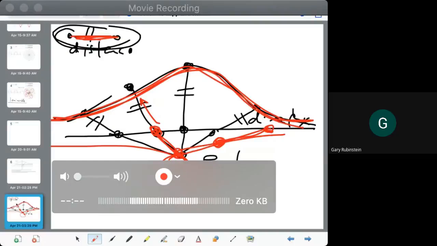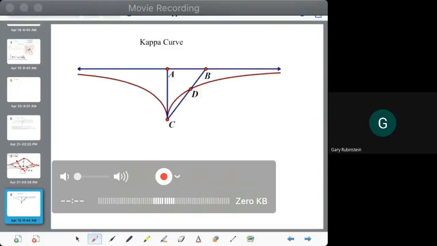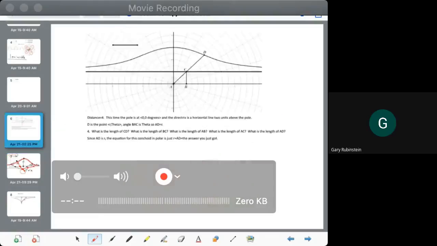Anyway, Zachary asked a good question, and that's where we're going with this. Does this thing have an equation? And the answer is yes, it does. It's a difficult equation to figure out, but it is very much suited towards polar coordinates. So I'm going to take you through how you might find the equation.